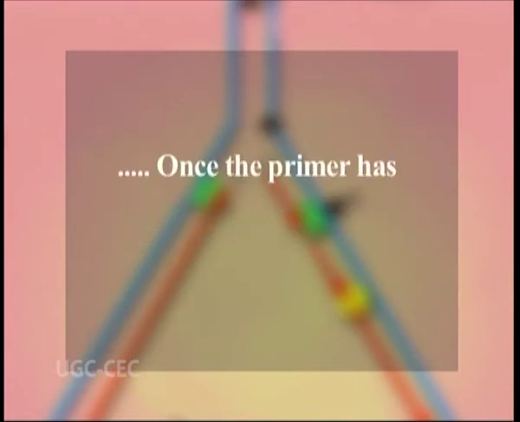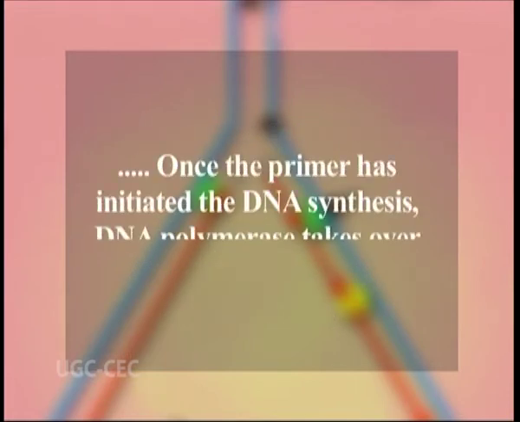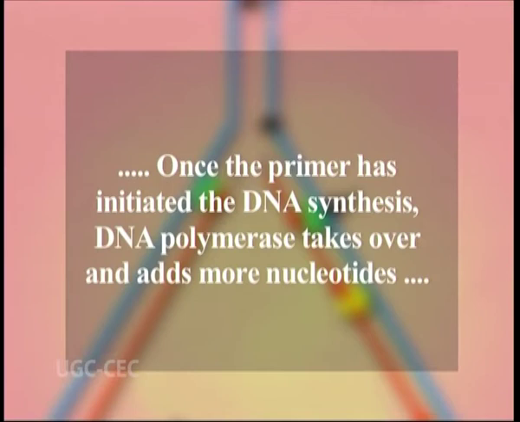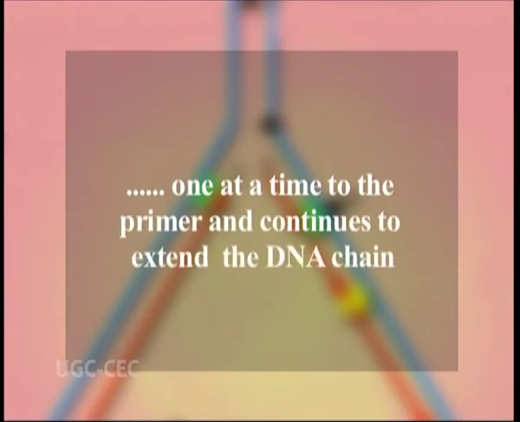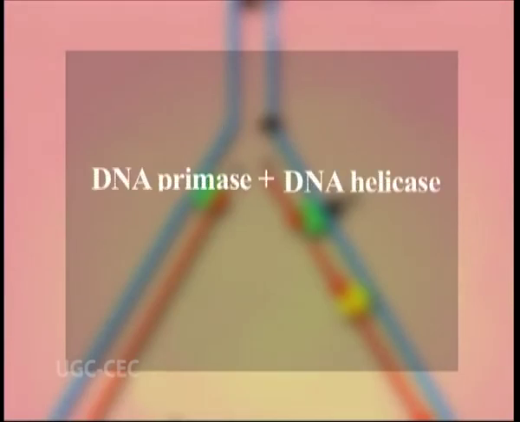Once the primer has initiated the DNA synthesis, DNA polymerase takes over and adds more nucleotides one at a time to the primer and continues to extend the DNA chain. Thus, a number of factors get associated to DNA to initiate the replication. This entire complex of DNA primase and DNA helicase is referred to as the primosome.